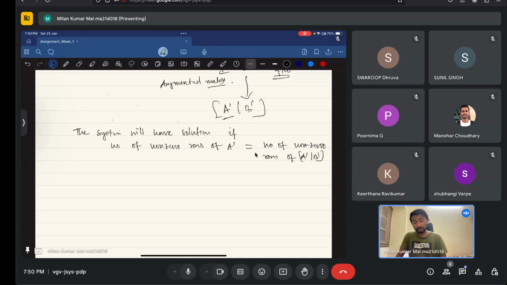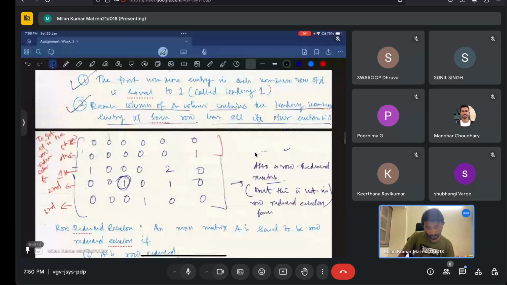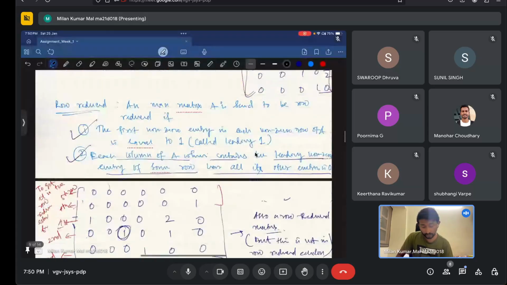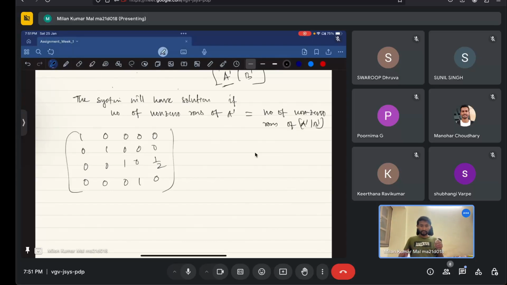What does it mean? Suppose after row reduction we get that matrix. I'll write the matrix: initially 1 0 0 0 1, then 0 0, only at the third row it is half at the last. So if we take the initial matrix, we will get this matrix, with 1 0, this is half, and 0 0 0 0 1. Sorry, this is 1 here, 1 0. This is the matrix A'.